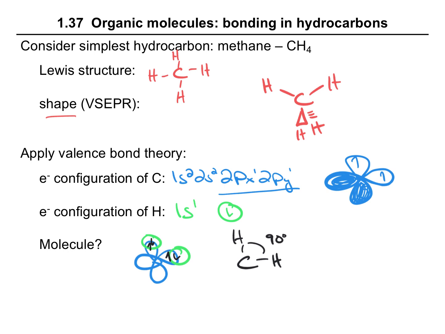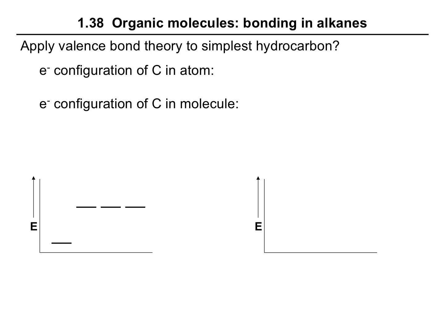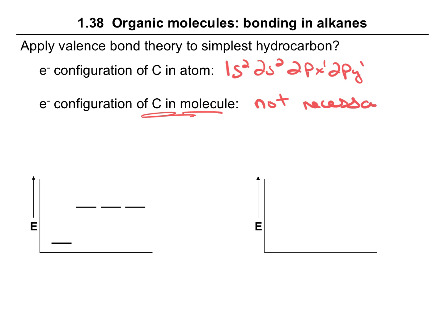So why did I waste your time talking about valence bond theory if it only works for hydrogen? There's got to be more to it. So if we try to apply valence bond theory to the simplest hydrocarbon, methane, we know that the electron configuration of carbon in an atom is 1s2, 2s2, 2px1, 2py1. But that's what got us into trouble. But we have to keep in mind that the electron configuration of carbon in a molecule is not necessarily the same.